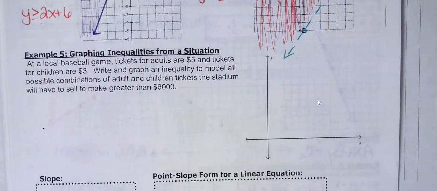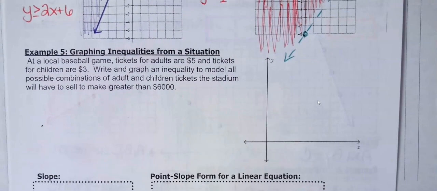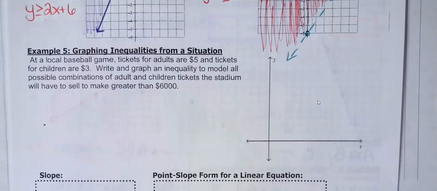And we're going to write an inequality for this situation. I've got example 5. It says, at a local baseball game, tickets for adults are $5, tickets for children are $3. Write and graph an inequality to model all the possible combinations of adult and children tickets the stadium will have to sell to make greater than $6,000.